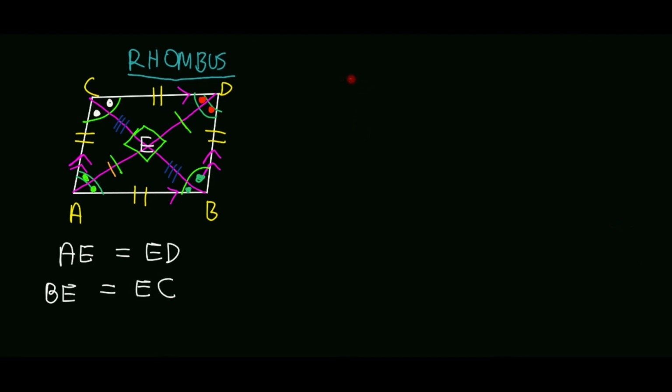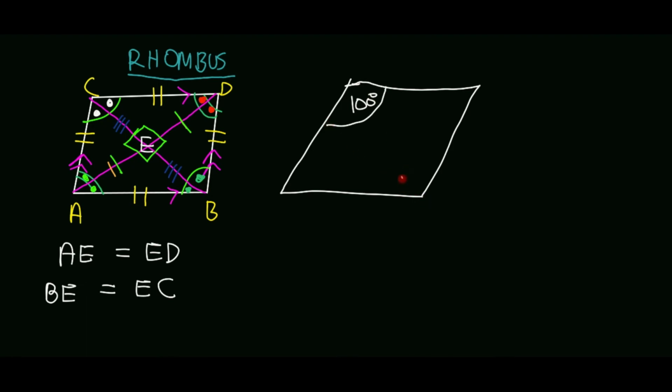Let's say this rhombus, and then let's say this angle is 100 degrees. So even this one is 100 degrees. And then it's obvious this one must be 80 degrees and then this one must be 80 degrees, because that's about the angles of quadrilaterals, they add up to 360 degrees.